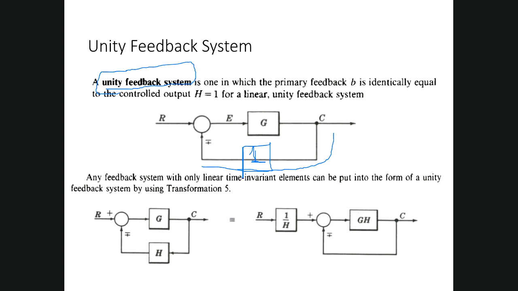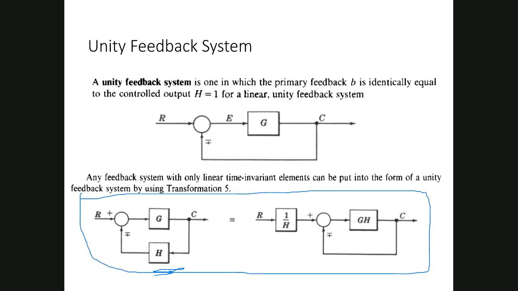So any type of system you have, you can write it as a unity feedback system. And how do we do that? We try to see if we can make this H1. Transformation 5. Okay, don't worry about this. We'll talk about this later because we've not seen how we can reduce these things. So later on, we will see how this is possible.